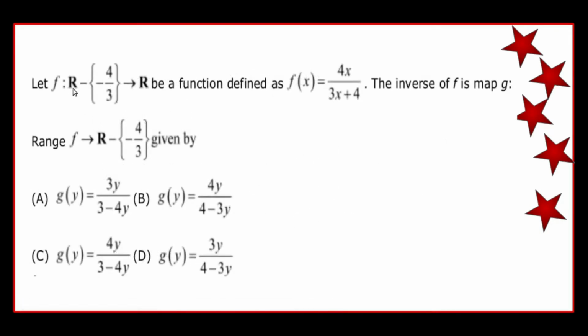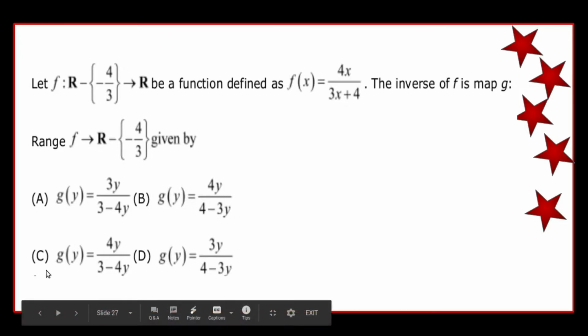Now next we have f from R minus the set minus 4 by 3 to R, defined as f of x equal to 4x by 3x plus 4. The inverse of f is the map g from range of f to R minus the set minus 4 by 3, given by options: A, g of y equal to 3y by 3 minus 4y; B, g of y equal to 4y by 4 minus 3y; C, g of y equal to 4y divided by 3 minus 4y; D, g of y equal to 3y by 4 minus 3y.